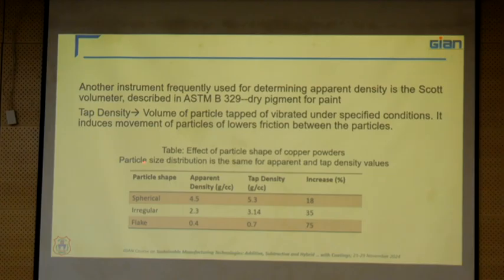If powder particles are very spherical, its apparent density is 4.5 and its tap density is 5.3. How do we define this apparent density and tap density? Why do we have variations in these things? If it is irregular, 2.3 and 3.14, and the flake 0.4 and 0.7. Why do we have these changes?